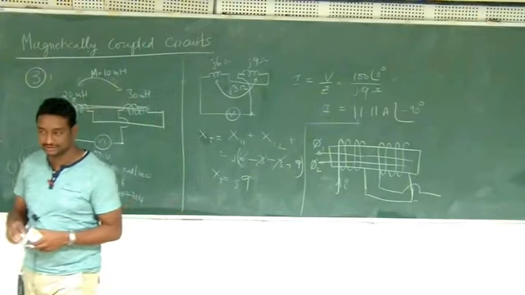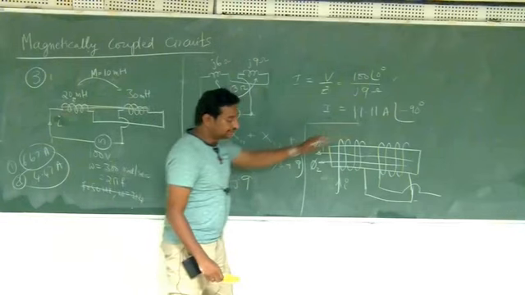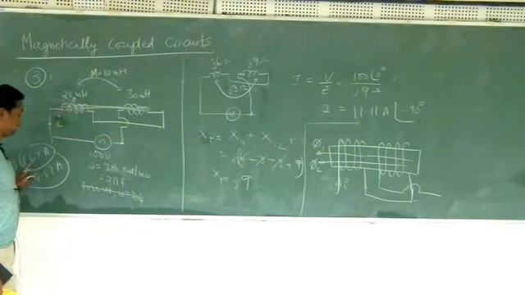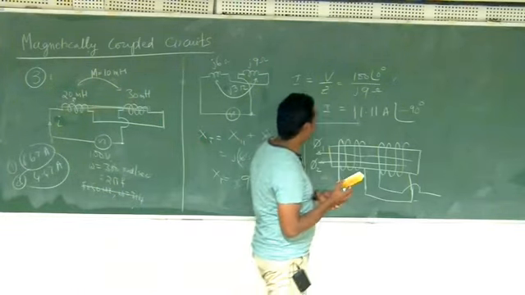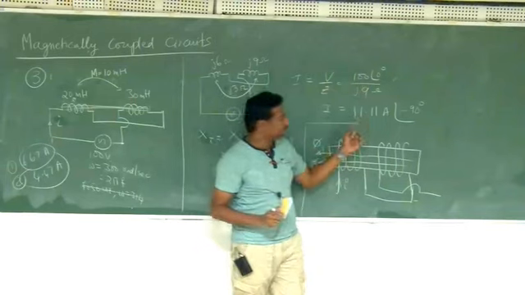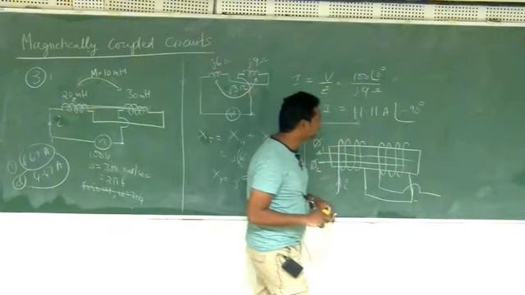So the current has increased, even from the first case. This is without coupling. This is with positive coupling. That is with negative coupling. The fluxes are getting cancelled out. So the current is now 11.11 amperes.